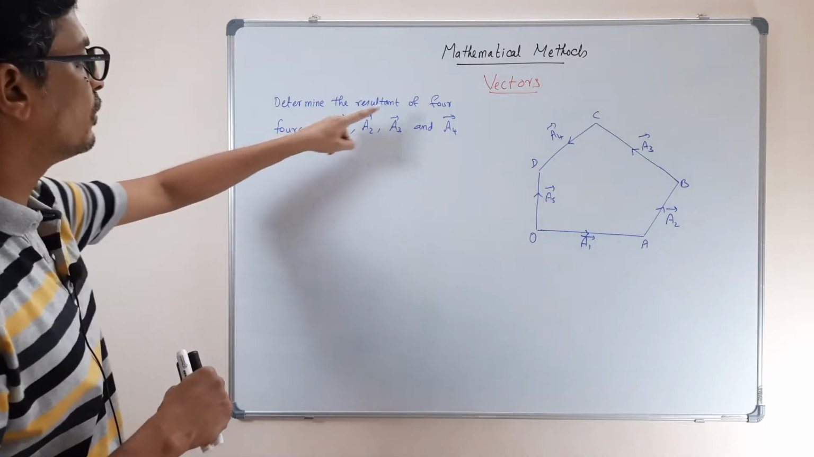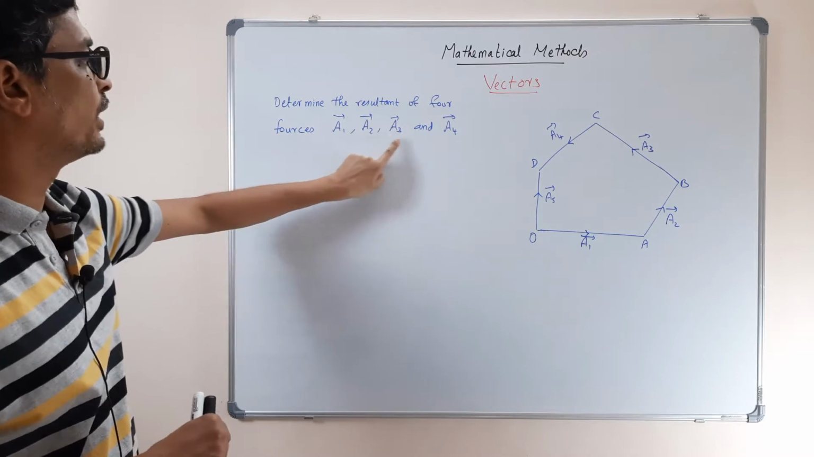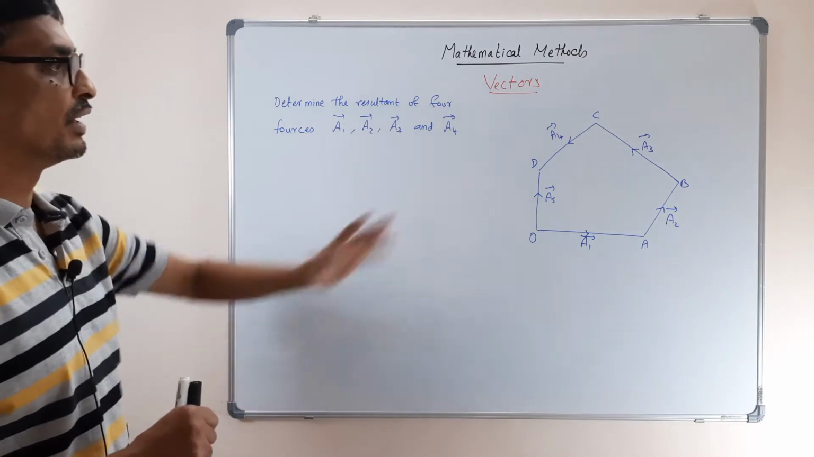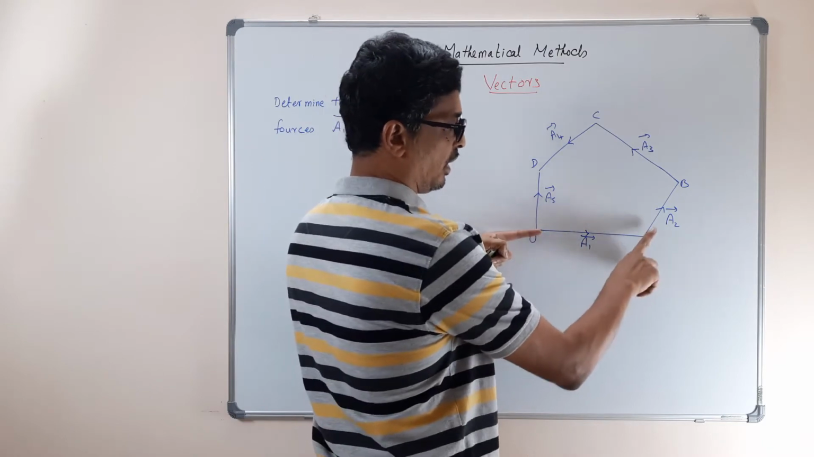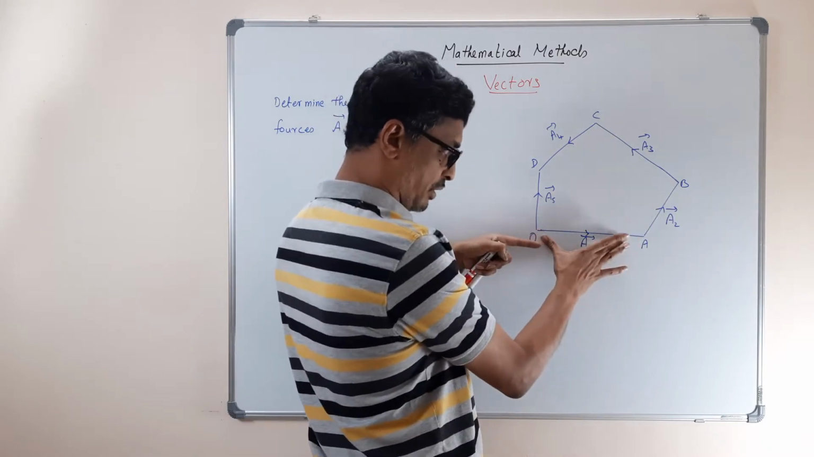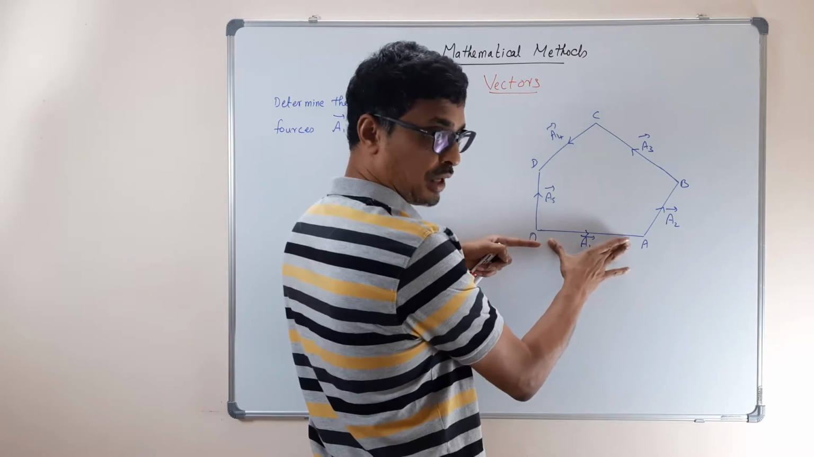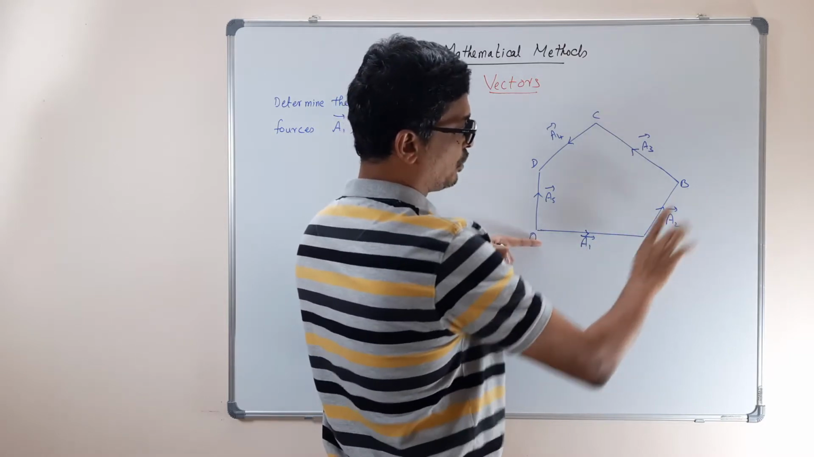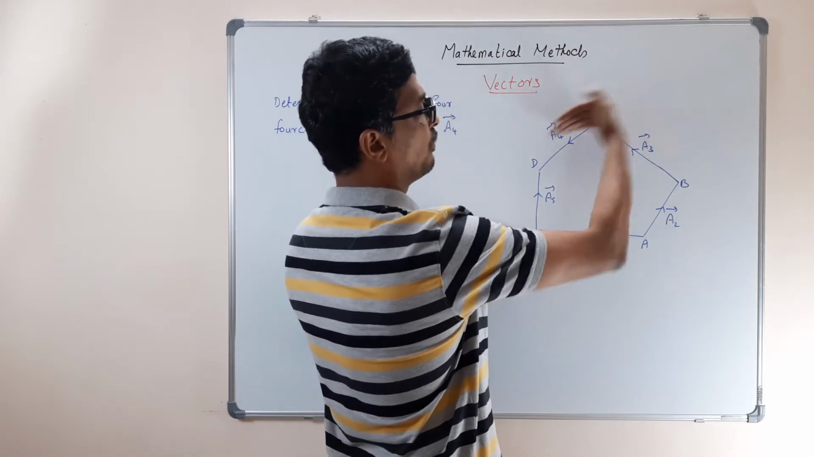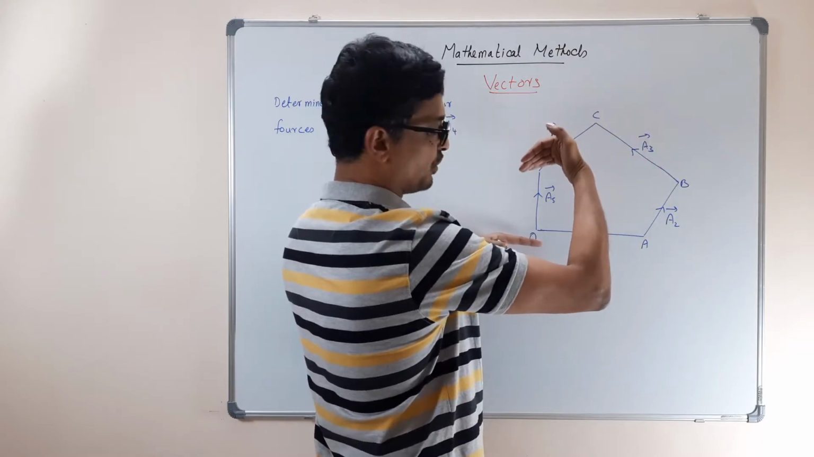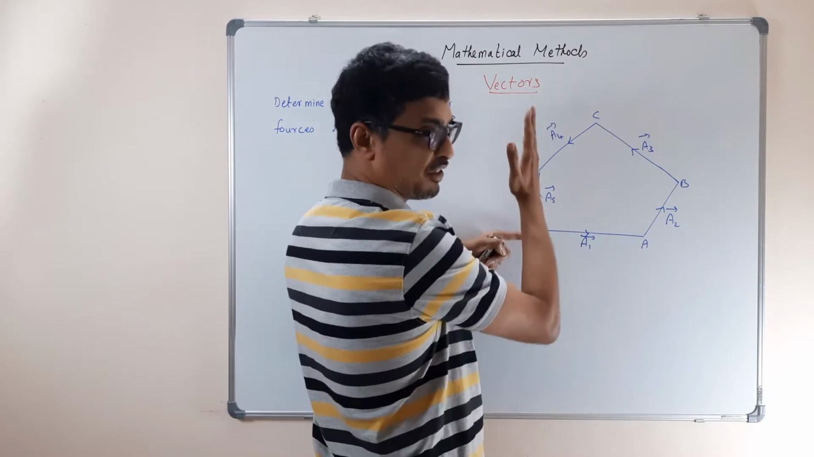Determine the resultant of 4 forces A1, A2, A3 and A4. It was given in the figure. A1 is in this direction. A2, these all are represented by their direction and the magnitude. A1, A2, which is again this direction, A3, which is again this direction, and A4, which is again this direction. So obviously your resultant vector has to be A5.